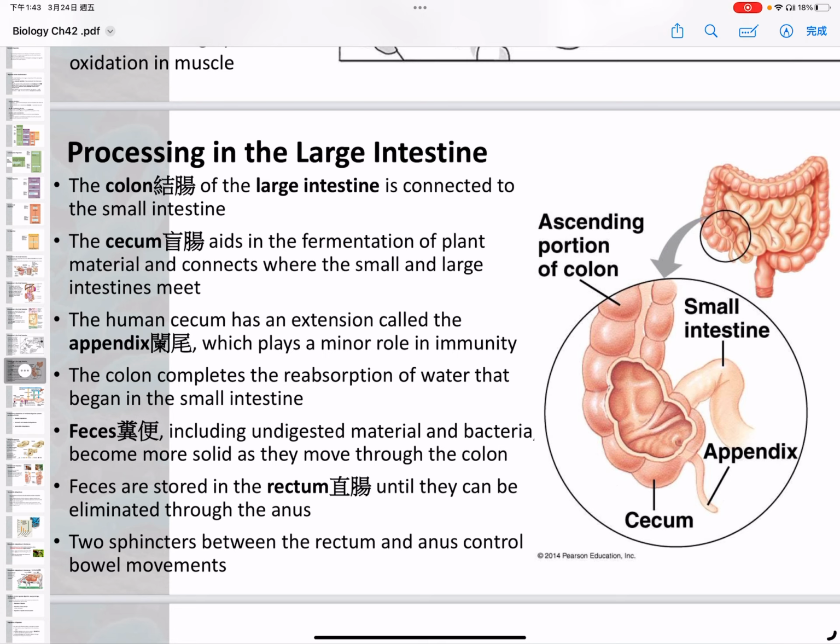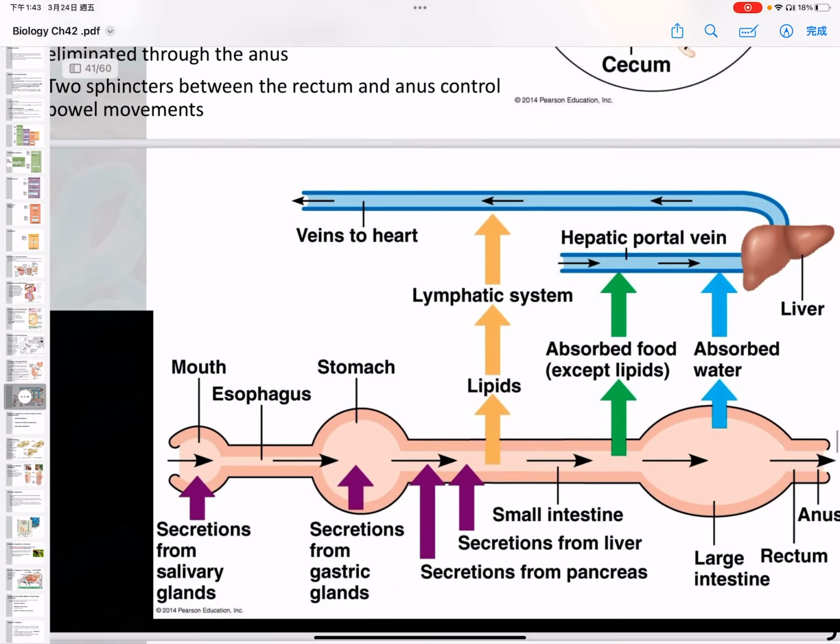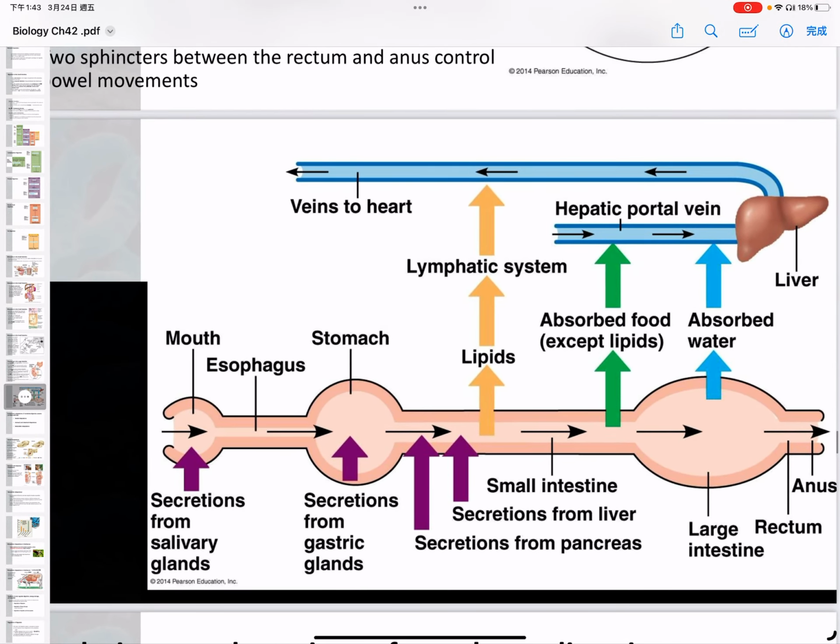And how can we control our bowel movements? We control it through two sphincters, 括约肌, between the rectum and our anus. And this slide is just a summary of what we just mentioned.